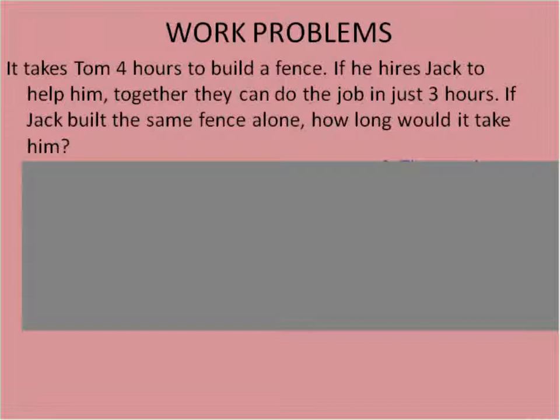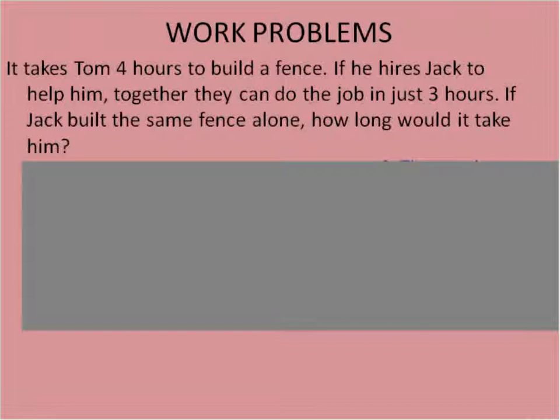And they have a definite pattern. So once you see the pattern, they're pretty easy to understand from there. It might just be a little difficult in the beginning seeing how the pattern works, how to set them up. So it takes Tom 4 hours to build a fence. If he hires Jack to help him, together they can do the job in just 3 hours. If Jack built the same fence alone, how long would it take him?